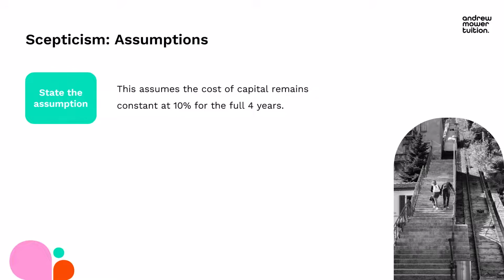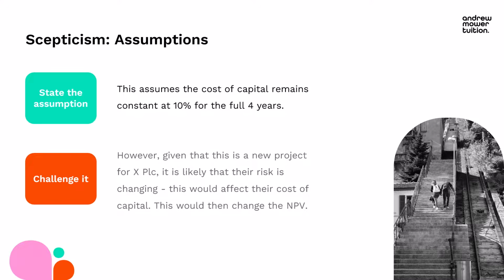So state the assumption. This assumes that the cost of capital remains constant at 10% for the full 4 years. Again, often a really good assumption to pick up on. Again, why is that not valid? However, given that this is a new project for XPLC, it's likely their risk is changing. This would affect their cost of capital. This would then change the NPV. So we're talking about why it's not valid and the potential impact that that might have. So we're just going that extra bit further. So that's the really important thing with assumptions. We're challenging them. We're not just stating them, we also challenge them. So remember, assumptions you need to challenge.